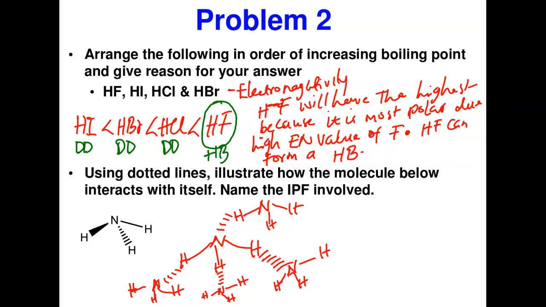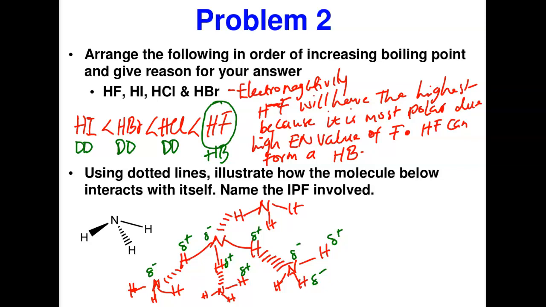So now, remember, here this has a partial negative, this has a partial positive. Partial negative, partial positive, partial positive, partial positive. Partial negative, partial positive, partial negative. So this is a type of hydrogen bond.